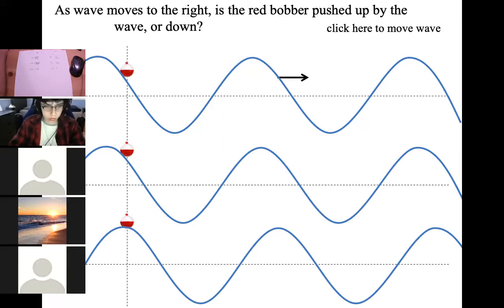Common misconception. Sometimes they say the bobber just falls down the hill. No, that's not true. You have to picture it as the wave travels to the right. The crest of the wave is traveling to the right. So as the wave travels to the right, it pushes the bobber up to a crest. Later, as the wave travels through, the wave will pull the bobber down and the particles of water as well. So we have to picture these moving through.